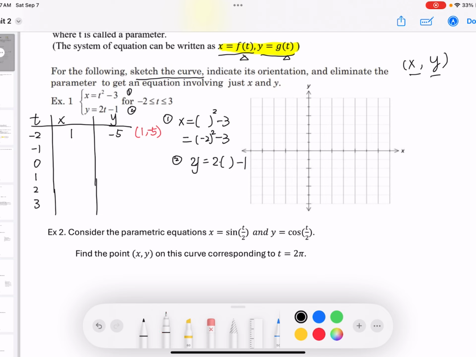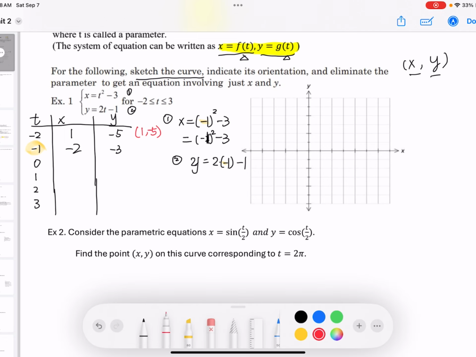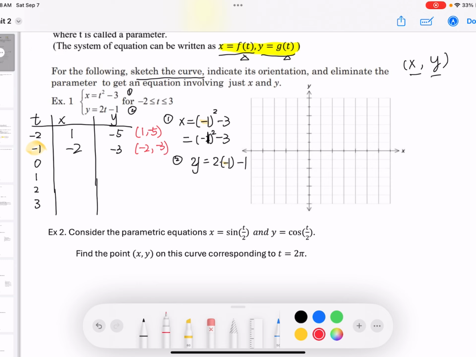Let's start to find my second point. Plug in t equal to -1 here and here, and find the x and y values. I put -1 here, and then this is (-1) squared minus 3. It is -2. What is the y value? Put the -1 here: -2 minus 1 is -3. So my second point is (-2, -3). Let's use the formula.